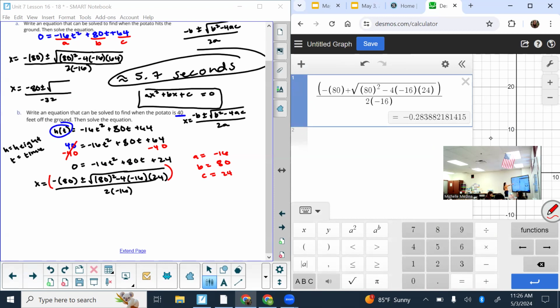So there's that. This answer for my time, does it make sense to have a negative 0.3 for the time? So we want to know when the potato's 40 feet in the air. Usually there are 2 solutions for quadratic equations. I'm going to now do the minus of my plus or minus, so I'm going to change this plus sign right here to a minus sign. Now, does that answer make a bit more sense? So it was 40 feet in the air at about 5.28 seconds.